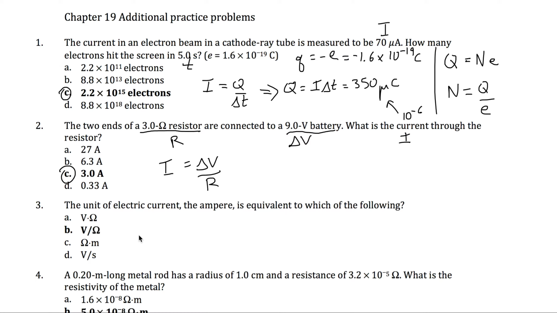Number 3, the unit of current. Well, using the same equation here, potential difference is in volts and resistance is in ohms. So that must be the units for current, even though we use amps. This is equal to amps. But volts per ohms is also accurate.